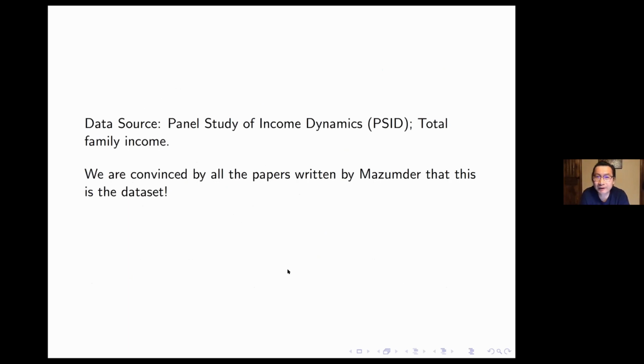We have the data, and we use PSID. We are pretty much convinced by the paper by Mazumder that this is the data that we should use. But the underlying message is that we don't have the data that Raj Chetty has, so we have to use PSID and use Mazumder's paper as the main justification.